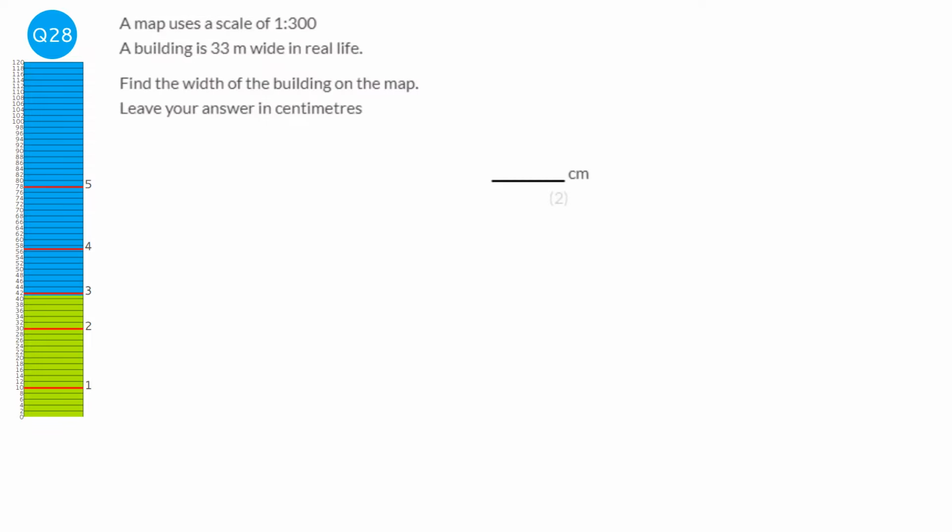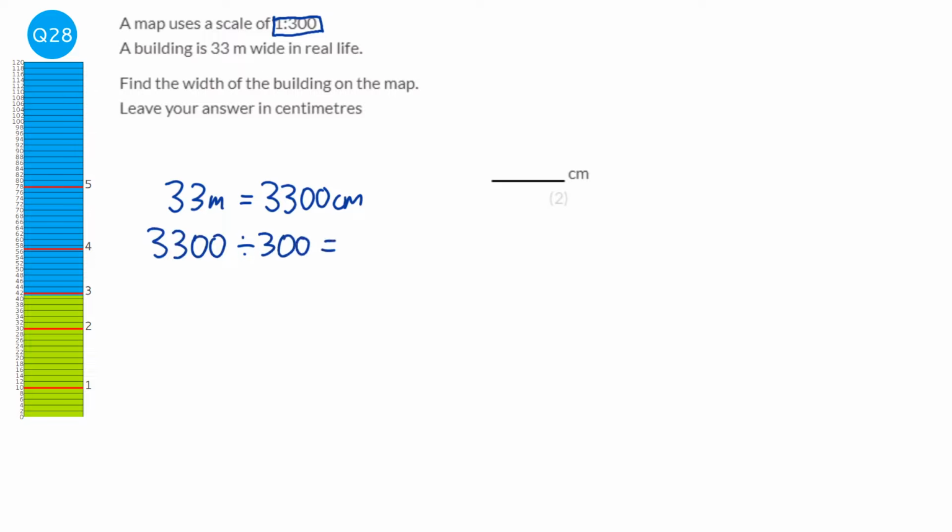And that's us done. I'm going to start by working out what the width of the building is, in centimetres. So it says 33 metres, and I'm going to convert that into centimetres by timesing by 100. Okay, now when it says it has a scale of 1 to 300, it means 300 in real life is 1 on our map. So all I need to do is divide it by 300 to find out what it's going to be on our map. So we'll just divide that by 300 and I get the answer of 11. So it's going to be 11 centimetres on our map.